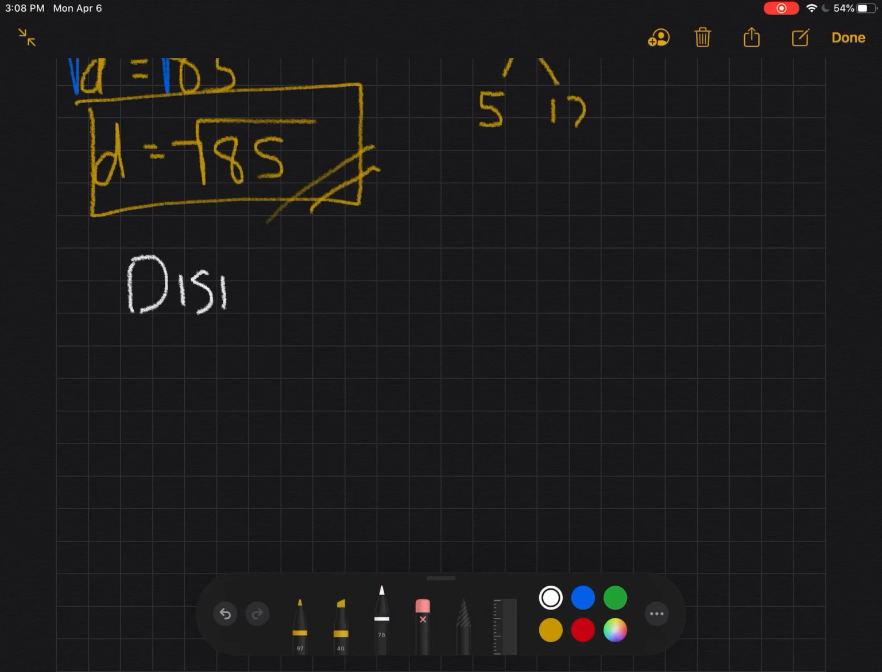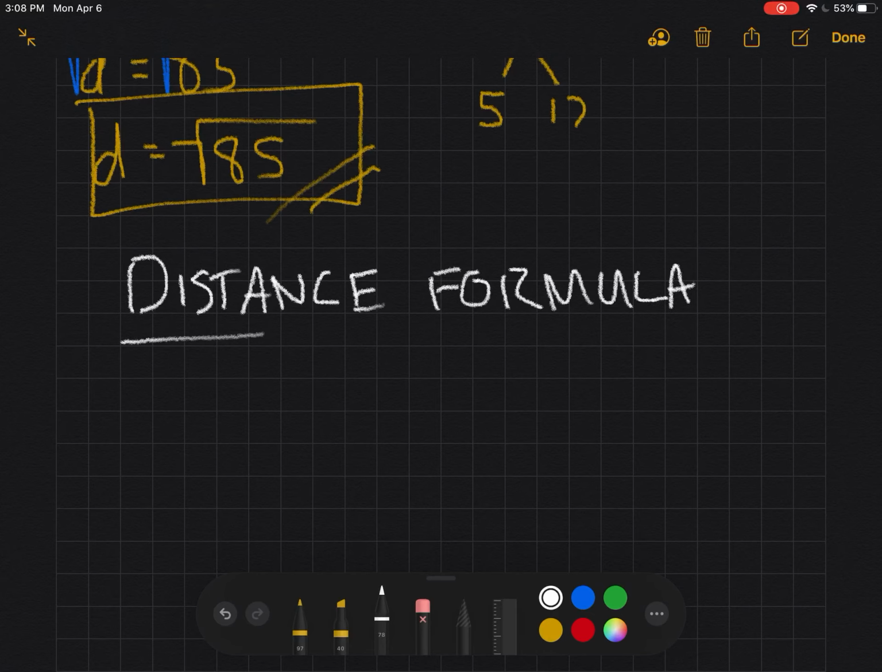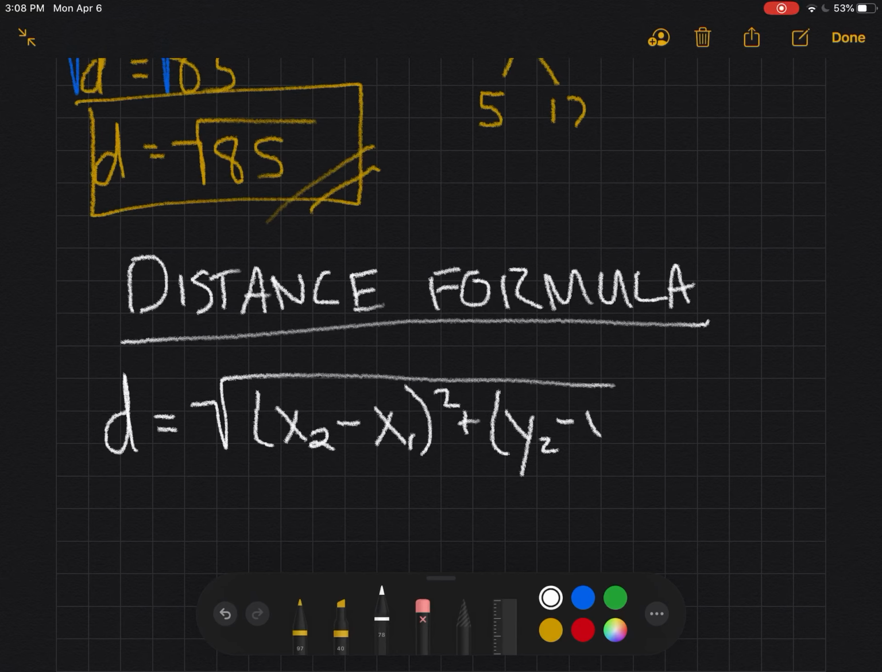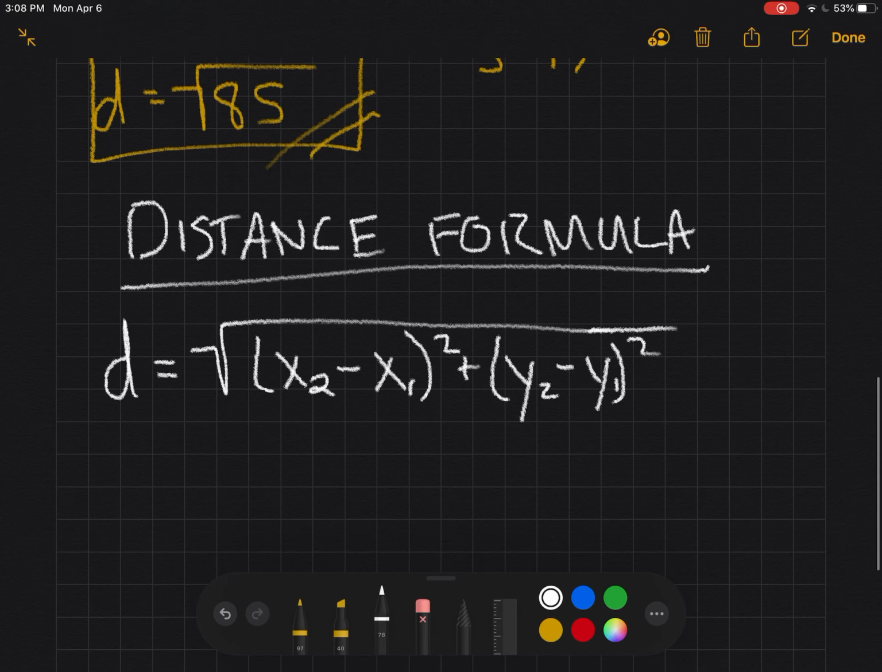So here we have the distance formula. You can find this in your textbook. Distance formula says the distance between 2 points is equal to the square root of x little 2 minus x little 1 squared plus y little 2 minus y little 1 squared. And so let's try this out using our 2 points that we just did.